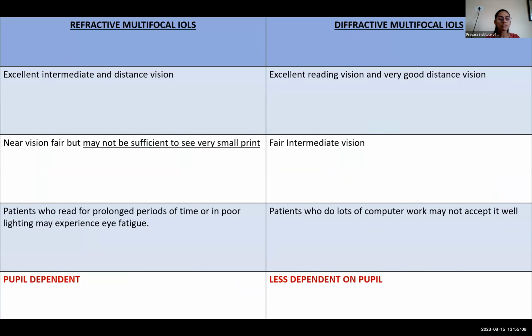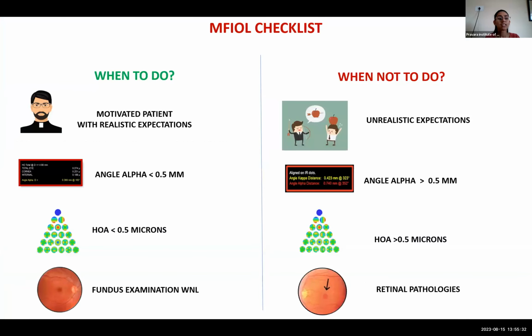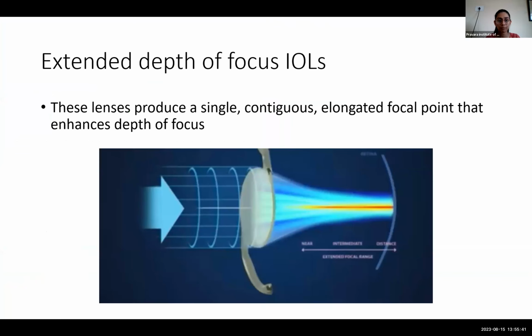With refractive IOLs, the near vision they give is only fair, not excellent. So they should not be used for people who have prolonged reading, while with diffractive IOLs, the intermediate vision is fair, and so people who have a lot of computer-based work may not accept it very well. The main difference, however, is that refractive lenses are dependent on the pupil size, while diffractive lenses are less dependent on it. This is a checklist to keep in mind when you're recommending the use of multifocals in our patients, the main being that the patient should have realistic expectations of vision post-op.